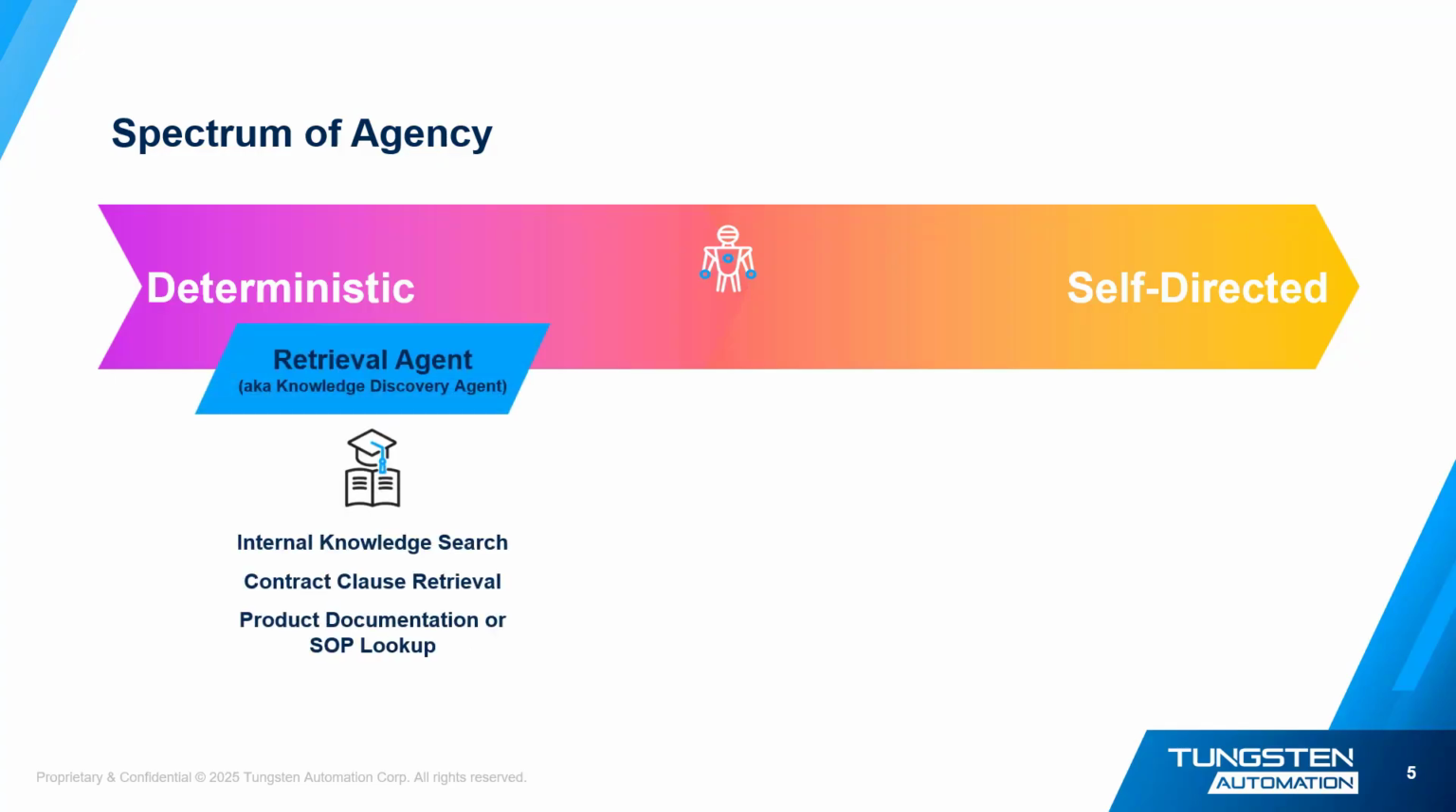So a simple, less deterministic agent might be a retrieval agent, which in TotalAgility we call the knowledge discovery agent, which goes and finds information for you using well-managed curated knowledge bases, for example, all the content and documentation that's associated with a case, or the standard operating procedures that you've defined for the process you're automating.